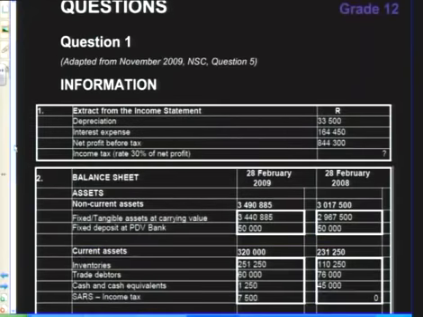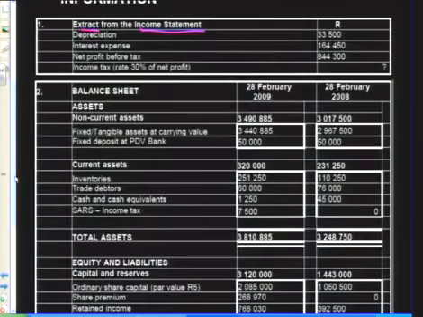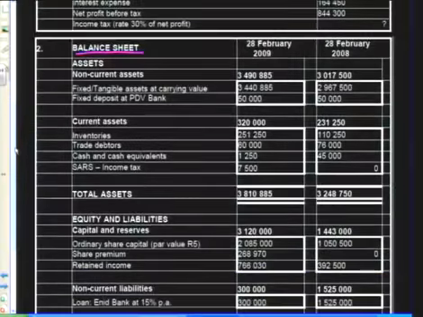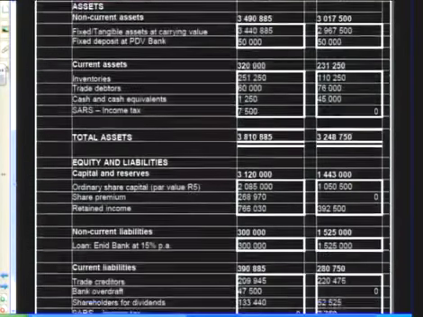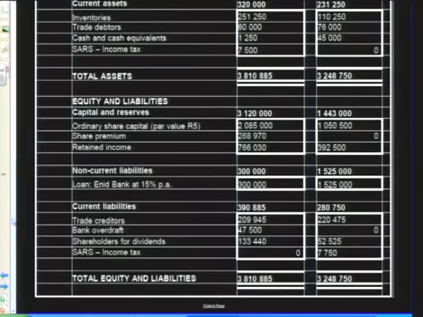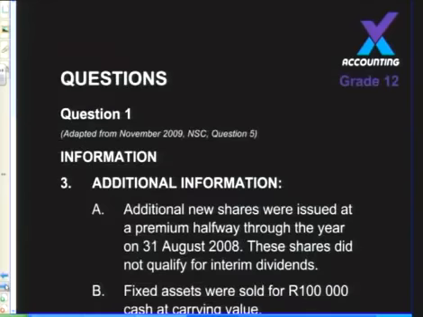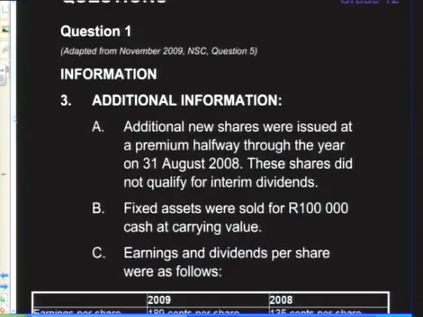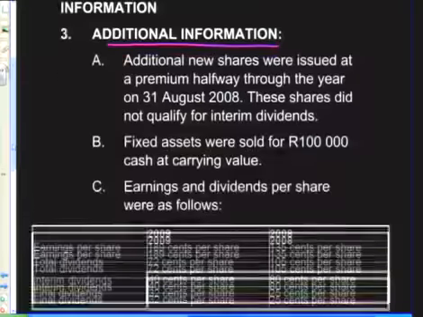So this is the information that has been given to us. We've got an extract of the income statement given to us, guys. Then there is the balance sheet, and looking at this balance sheet, it's a completed balance sheet that is given to us. Then on the next page, we have some additional information as well.